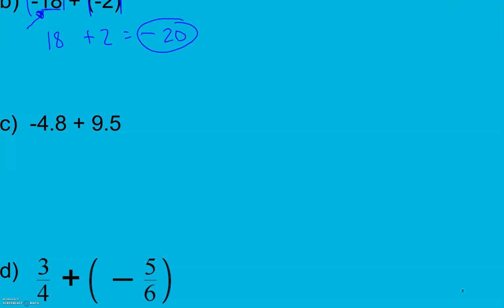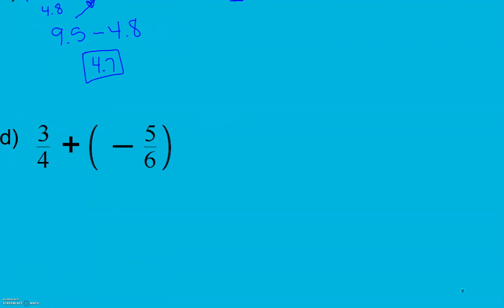Same idea here in C. I have a negative and a positive, so I have different signs, so I find the difference and subtract. I take my number parts, which here's a 9.5 and here's a 4.8, and I subtract bigger minus smaller. Guys, it's always bigger minus smaller when we're subtracting. Subtract here, I get 4.7. Now, we always give the sign of the bigger number. So if we look at 9.5, that's positive, so my answer is going to be positive.